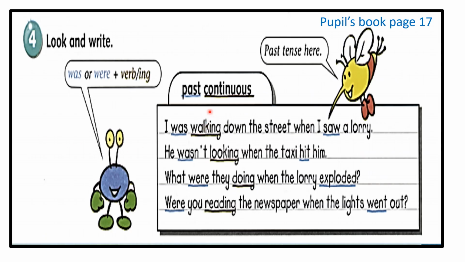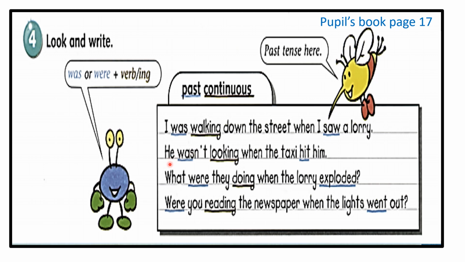Let's recall past continuous. Remember, in making sentences in past continuous form, we are going to use was for singular subject and were for plural, plus the verb plus ing. For example, I was walking down the street when I saw a lorry. I is singular, so we use was plus the ing form of the verb, which is walking. Then the other verbs in the sentence should be in the past simple form.